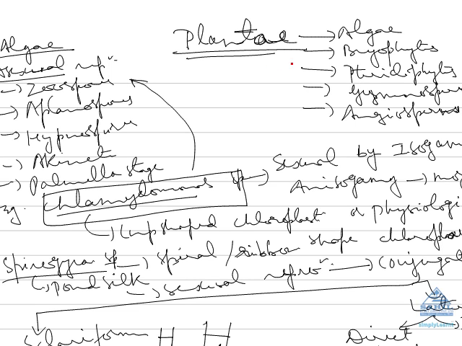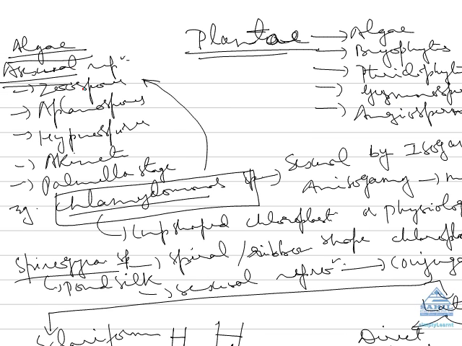Now coming to Plantae, here we will study algae, bryophyte, pteridophyte, gymnosperm and angiosperm. Now coming to algae, first of all we will learn how asexual reproduction takes place in algae. First of all, motile spores in algae are known as zoospores, while aplanospores are non-motile spores.